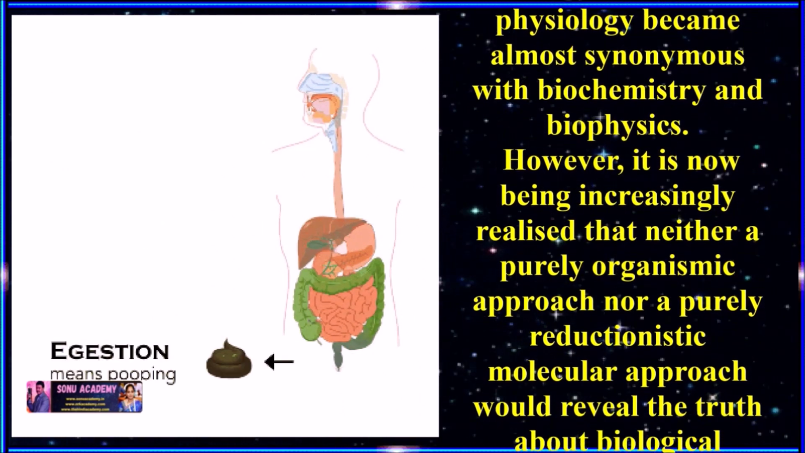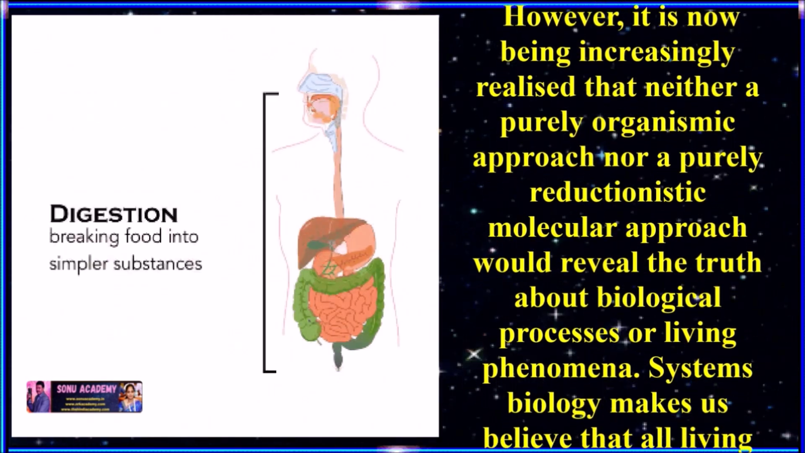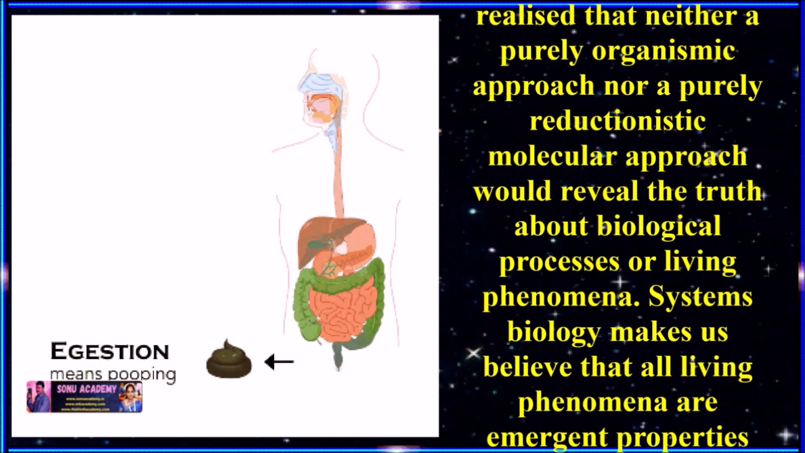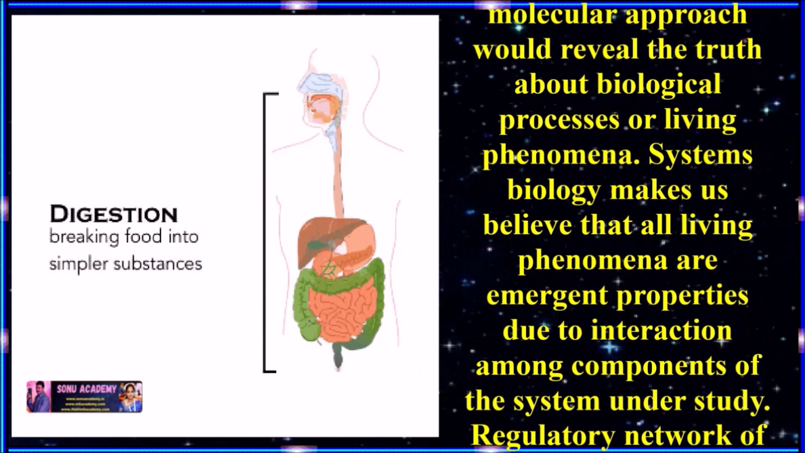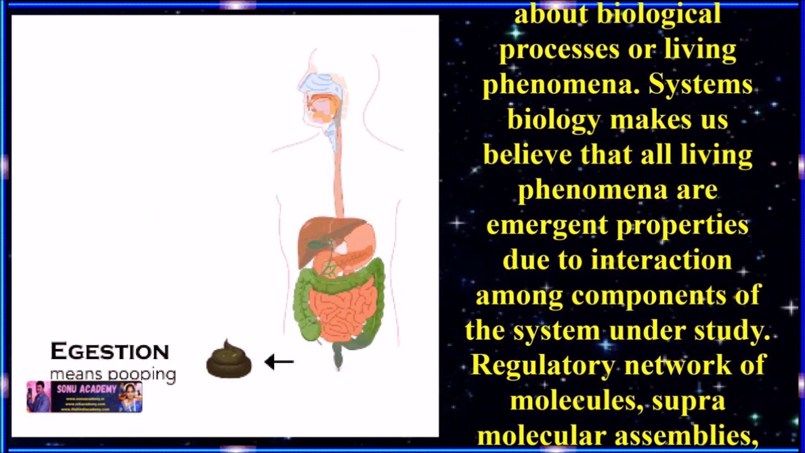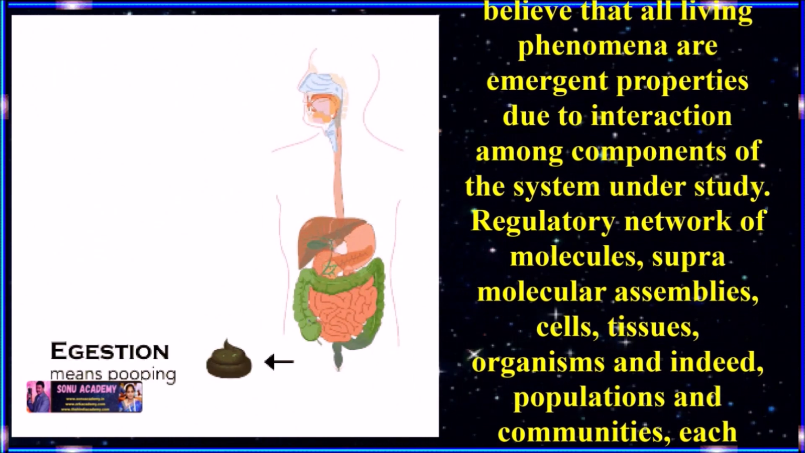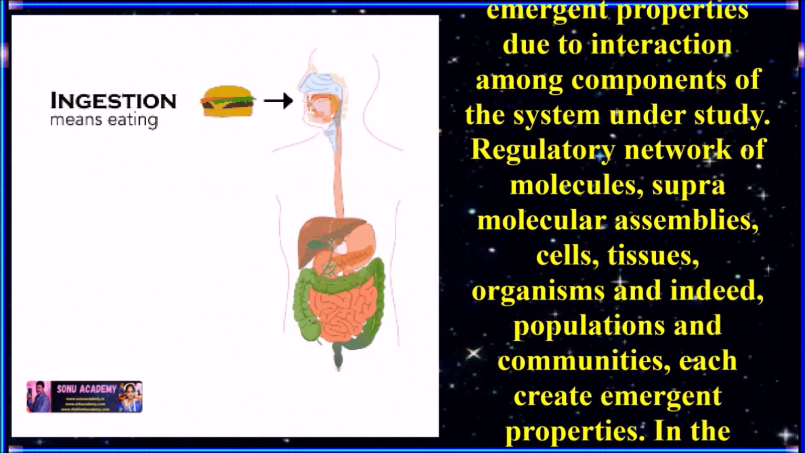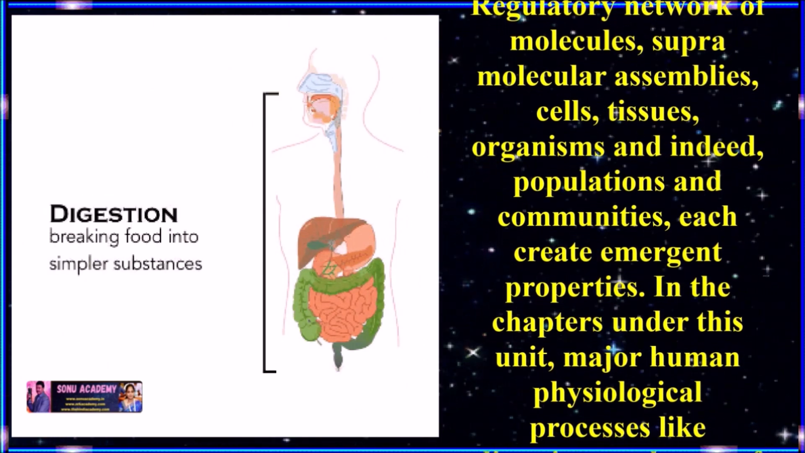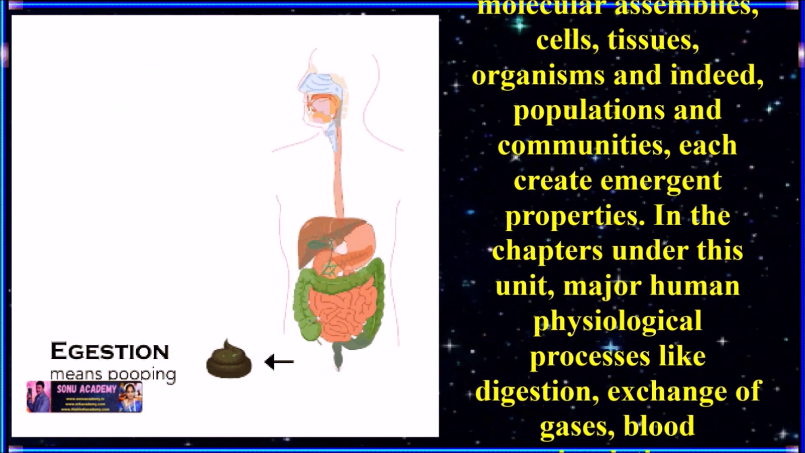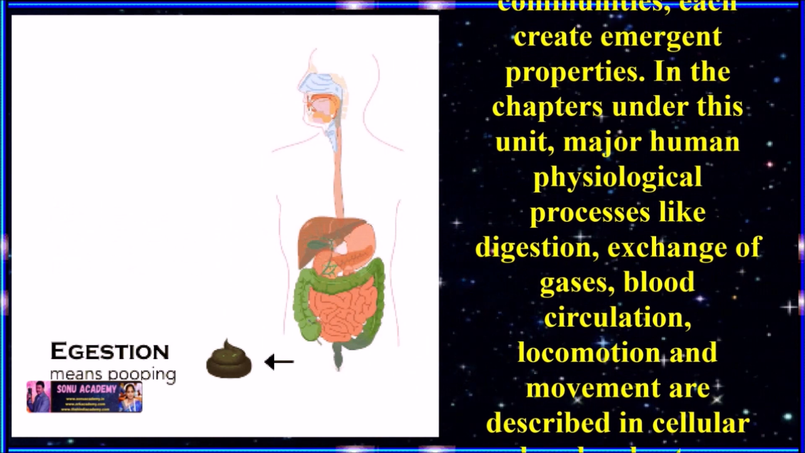However, it is now being increasingly realized that neither a purely organismic approach nor a purely reductionistic molecular approach would reveal the truth about biological processes or living phenomena. Systems biology makes us believe that all living phenomena are emergent properties due to interaction among components of the system under study. Regulatory networks of molecules, supramolecular assemblies, cells, tissues, organisms, and indeed populations and communities each create emergent properties.